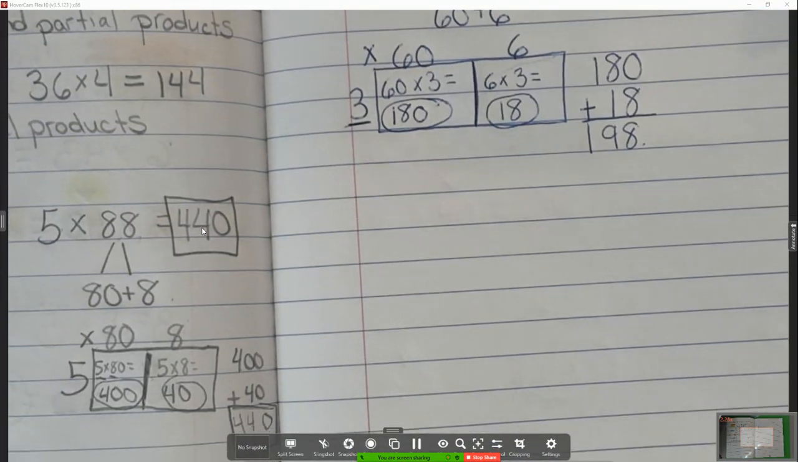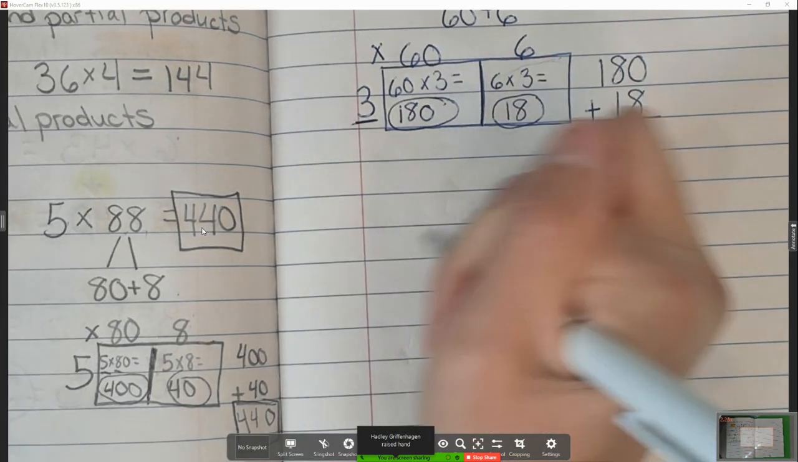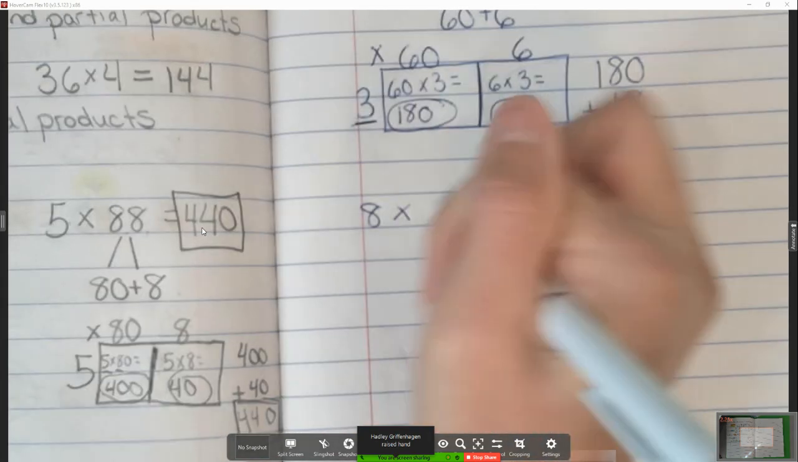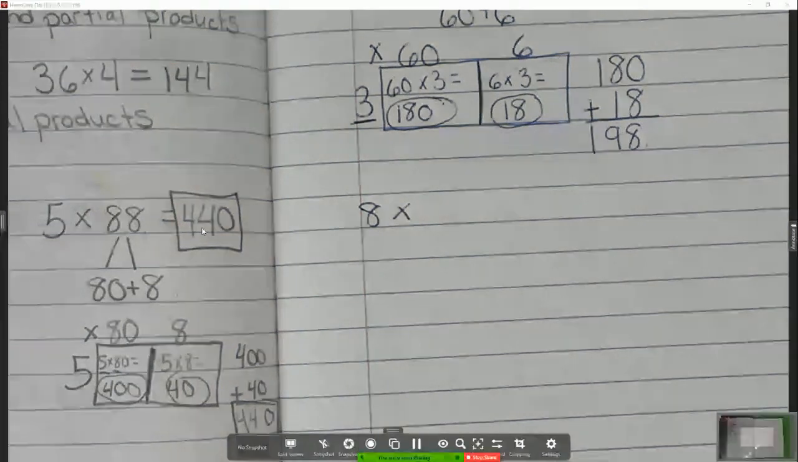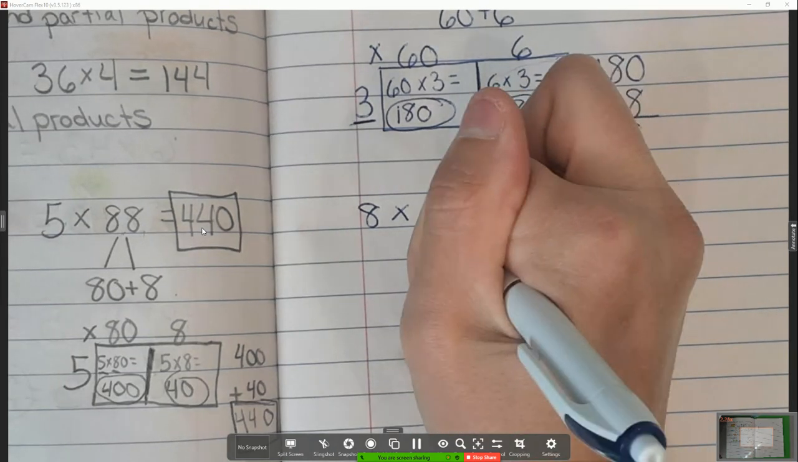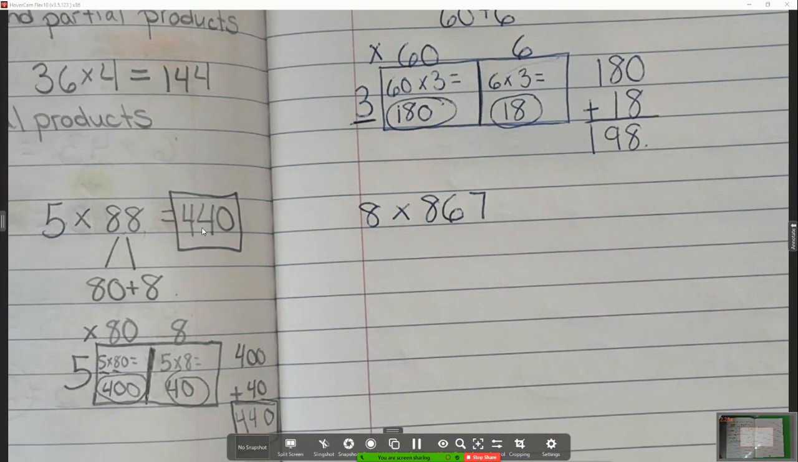Coming up. This time I need 1 digit. Someone go ahead and give me 1 digit. Grant, give me a 1 digit number. 8. Okay. Now I need someone to give me a 3-digit number. Brandon. 867. Okay, 867. Ooh, we're going to be multiplying with 8, 6, and 7s. Here we go.